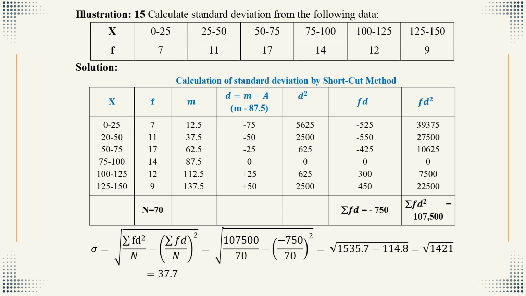Then you have to calculate the mid value M, just like the previous one. That is 25 plus 0 by 2, 12.5. 50 plus 25 by 2, that is 37.5. Then 75 plus 50 by 2, 62.5. 100 plus 75 by 2, that is 87.5.